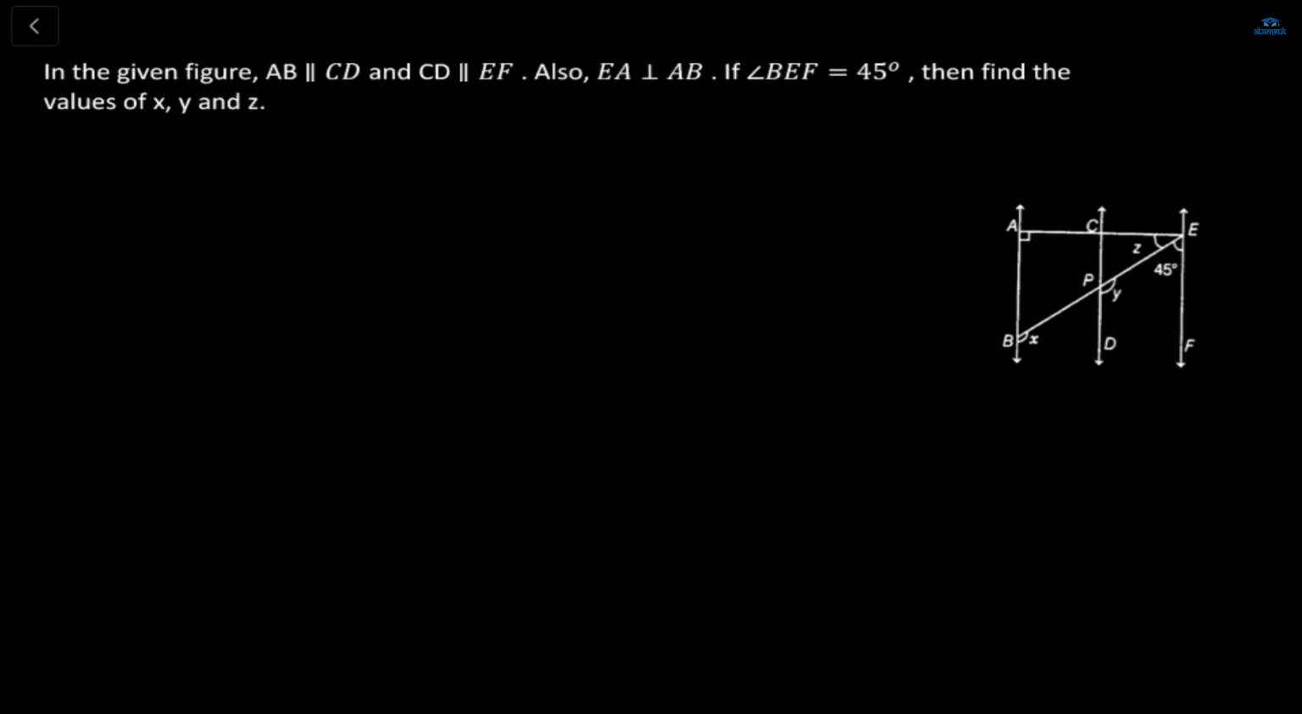You have so many options like corresponding angles, alternate angles, and the sum of angles on the same side of the transversal being equal to 180 degrees. Okay, now let's see which one we can do.